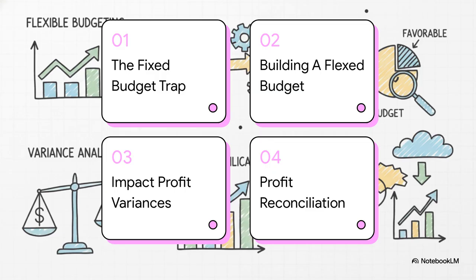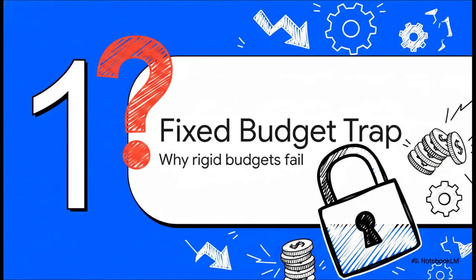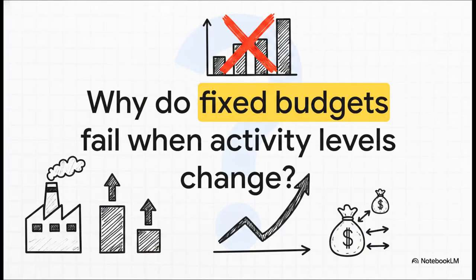First, we'll look at the fixed budget trap. Second, building a flexed budget. Third, the impact of profit variances. And fourth, a step-by-step profit reconciliation. All right, part 1, the fixed budget trap. Let's start by looking at a huge problem businesses run into at the end of a period. So why do fixed budgets completely fall apart when activity levels change?